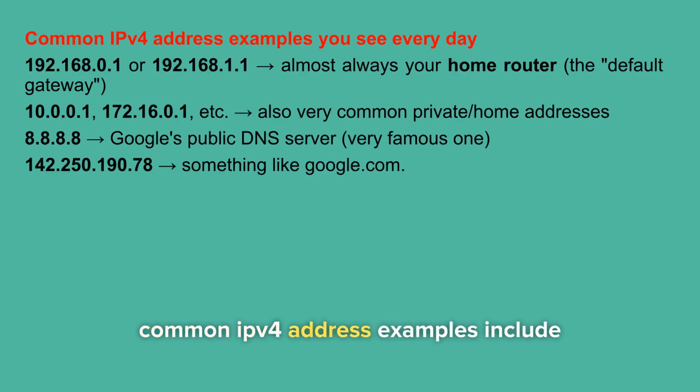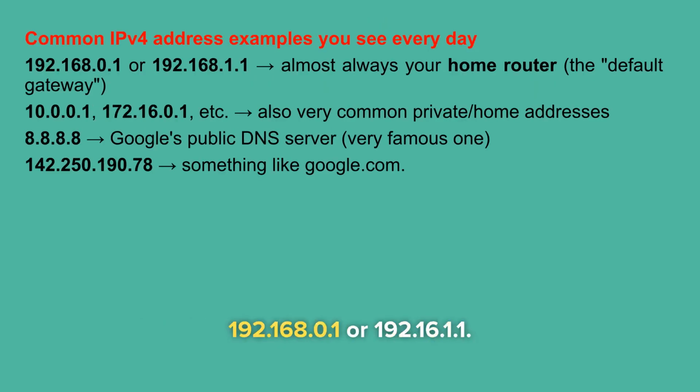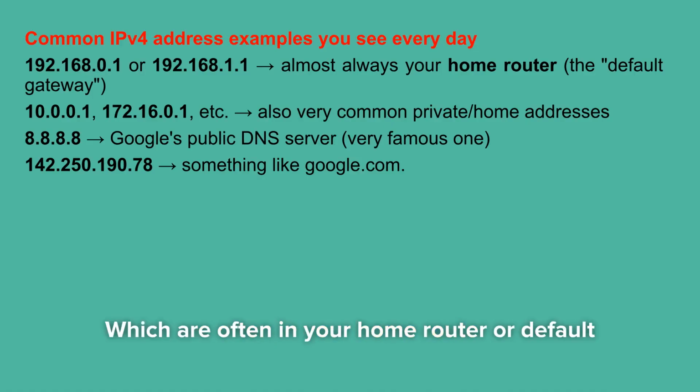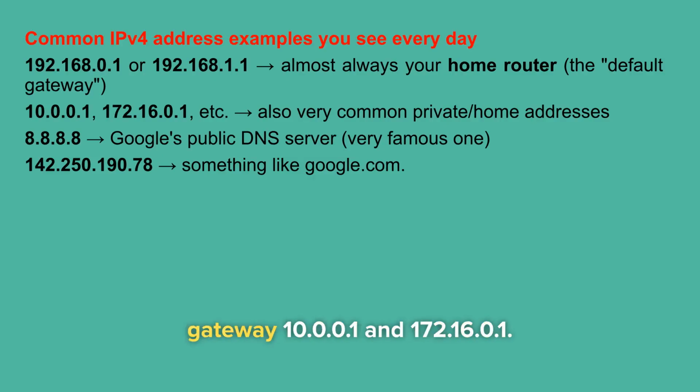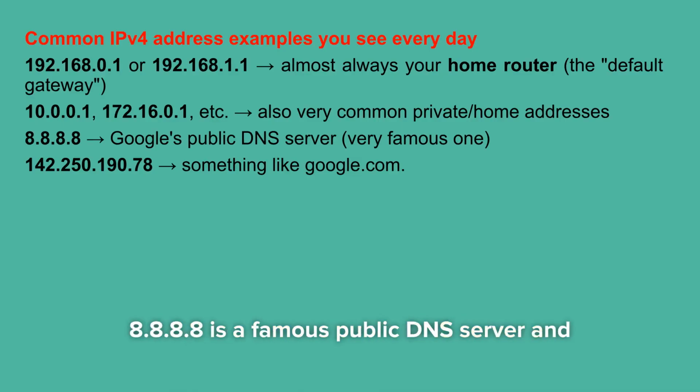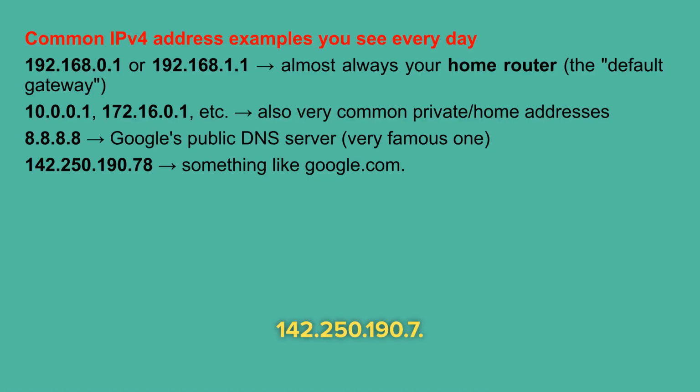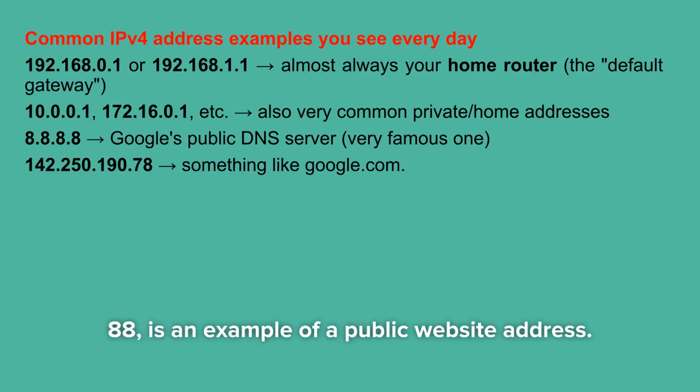Common IPv4 address examples include 192.168.0.1 or 192.168.1.1, which are often your home router or default gateway. 10.0.0.1 and 172.16.0.1 are also common private addresses. 8.8.8.8 is a famous public DNS server, and 142.250.190.78 is an example of a public website address.